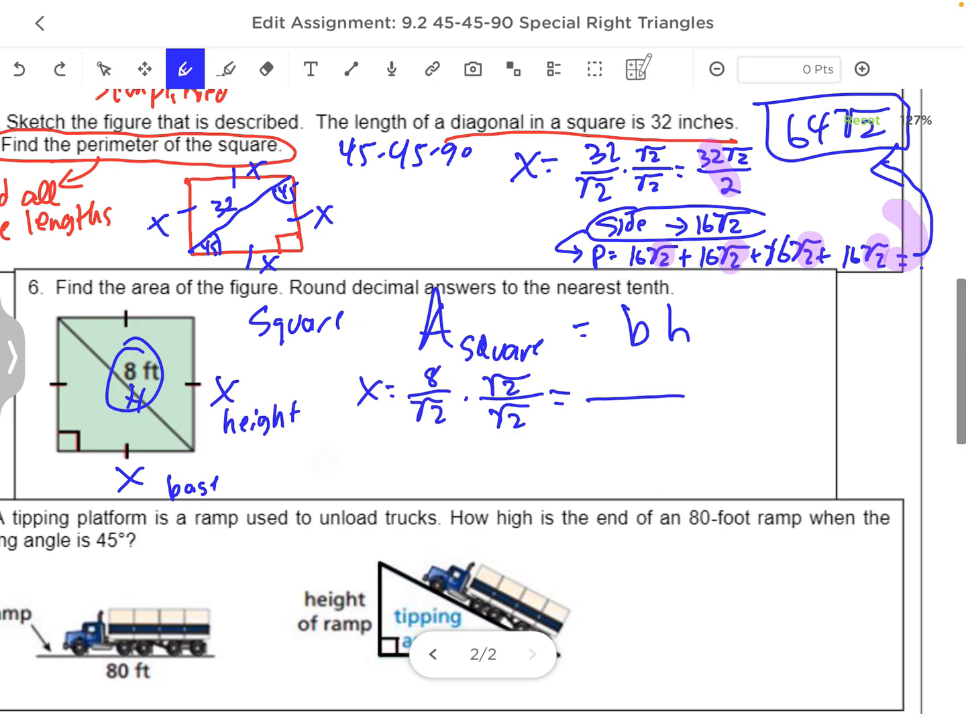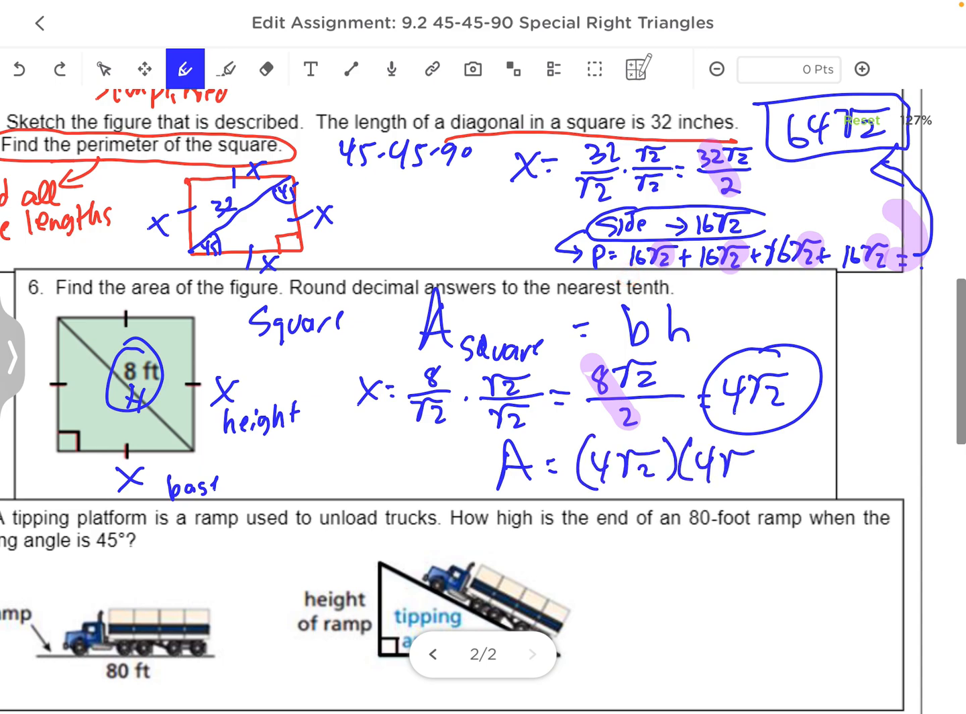So let's multiply across the top. 8 times the square root of 2 is 8 square roots of 2. Then square root of 2 times square root of 2 is 2. Now let's reduce that. 8 divided by 2 is 4 square roots of 2. But that's not our final answer. That's just what x is. Now we need to find the area, which is base times height. If that's the base and the height, that's going to be 4 square roots of 2 times 4 square roots of 2. Let's just put that in our calculator just like that. 4 square roots of 2 times 4 square roots of 2.